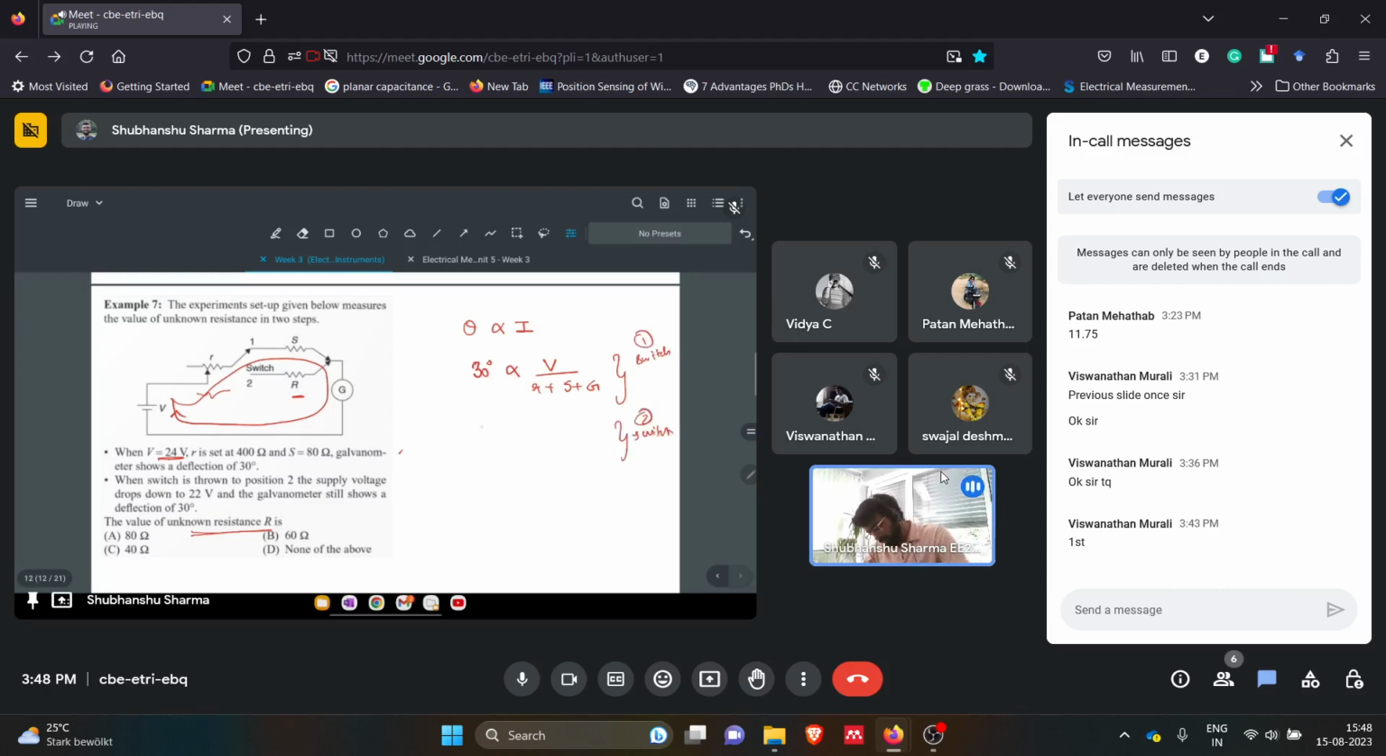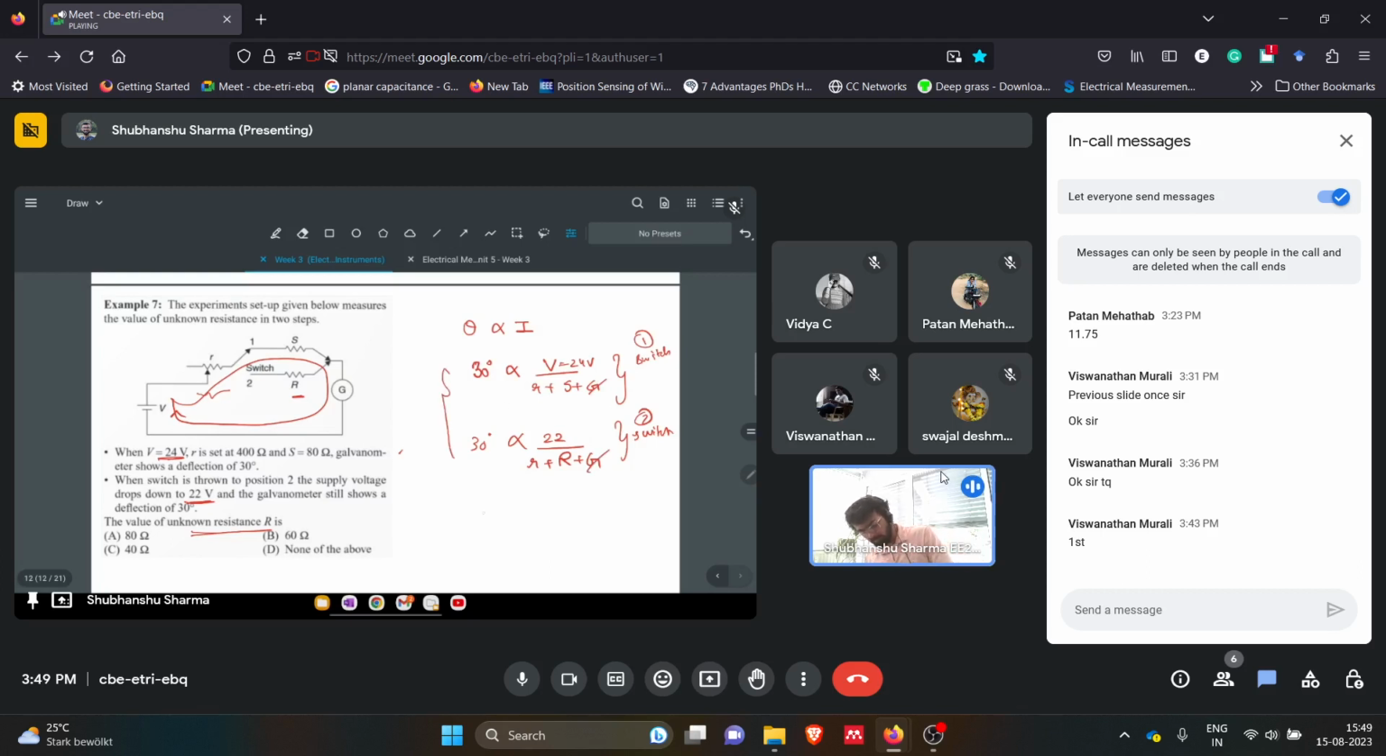For switch 2, when the switch is thrown to position 2, the supply voltage drops down to 22 volts. So they are saying that the supply voltage, which was 24 volts, is now 22 volts, and the galvanometer still shows 30-degree deflection. So in this case we have R plus G. Now since they haven't mentioned the galvanometer resistance, we can neglect that.